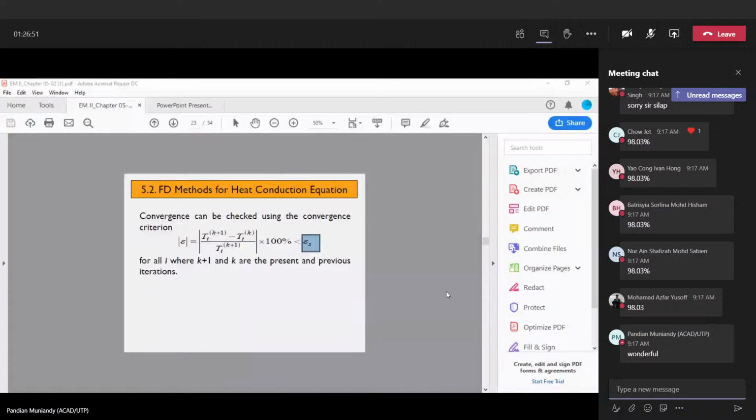Last one, T4. So T4: 1.02252 minus 1.02241 divided by 1.02252 multiplied by 100%. This is for T4.